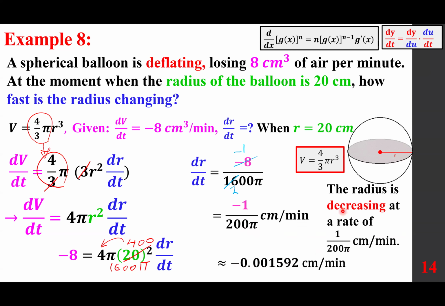And it reads, the radius is decreasing at a rate of 1 over 200 pi centimeters per minute. Why is it decreasing? Because it's negative. And the moment you mention decreasing, you don't have to write negative 1 over 200 pi. In fact, it makes it wrong if you do so. So the radius is decreasing at the rate of 1 over 200 pi centimeters per minute. Again, precisely, everybody.